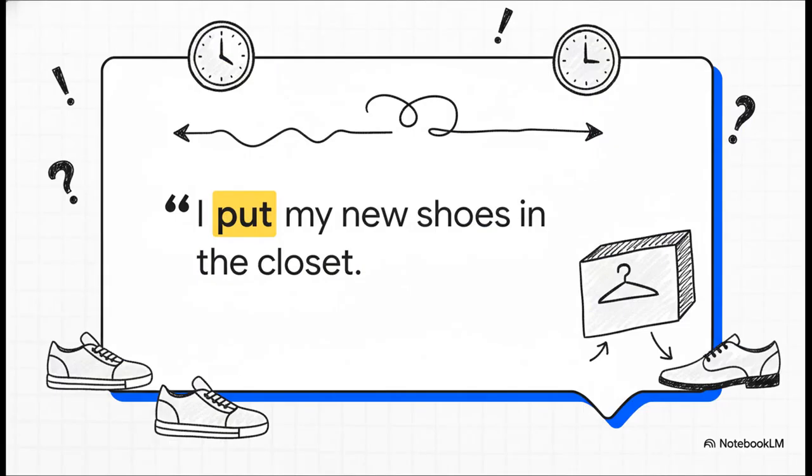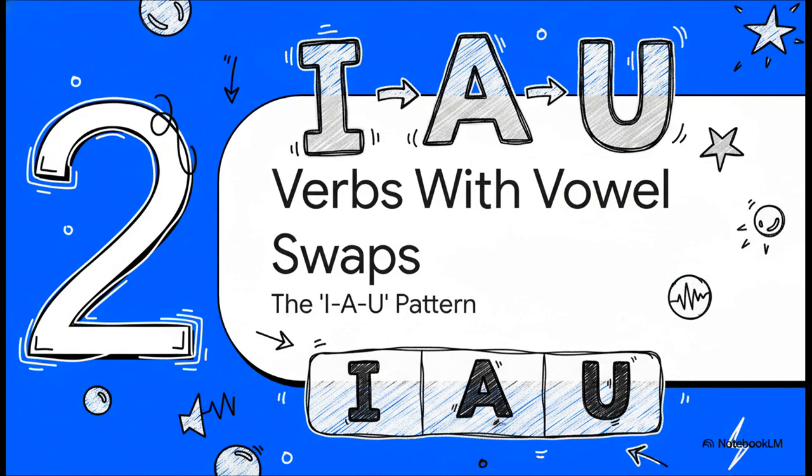So let's see this in a sentence. Is this happening now, or did it happen yesterday? Well, you can't actually tell without more context, precisely because the verb put doesn't change. And that's our first pattern, the no-change verbs. Okay, on to our next group.